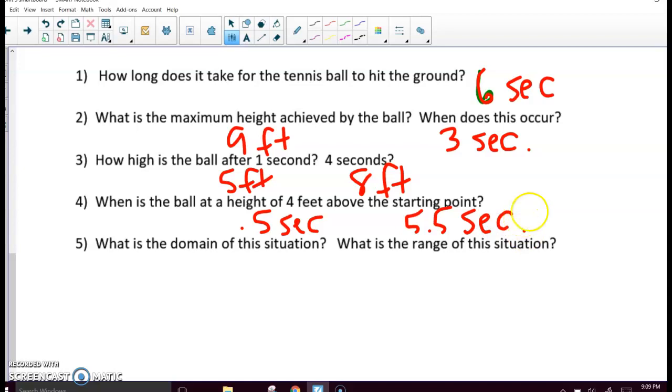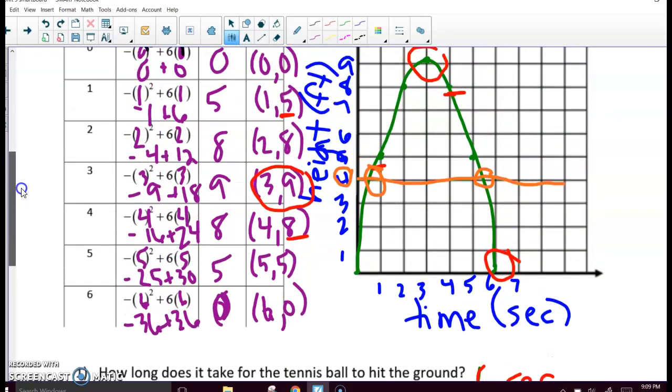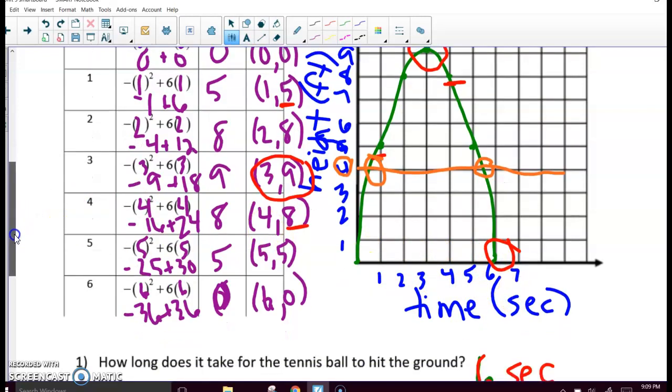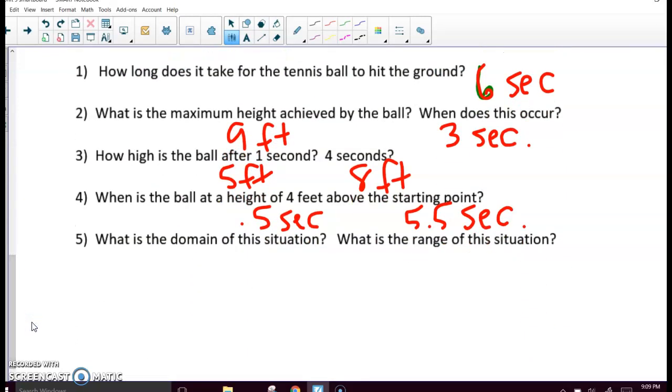Question number 5, what is the domain of the situation? Domain goes with our x value. As you can see, our table went from 0 to 6. Those are my x values that I used here. So my domain is 0 less than or equal to, I know domain goes with x, but in this case it goes with time. So I'm going to put a t in there for time, less than or equal to 6.